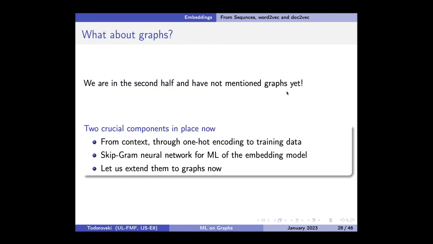Okay. So, yeah, we are in the second half and we have not mentioned graphs yet. There are two crucial components for dealing with graphs now in place. We have context as a very, very important concept, which helps us build training data for embeddings. And the other building block, important from the first part of the talk, was the skip-gram architecture, because now we know how to use the training data to learn reasonable embeddings. So now we have these two building blocks, and we should just generalize them to graphs. Very easy. I think I will be done in about 15 minutes, and not more than that.